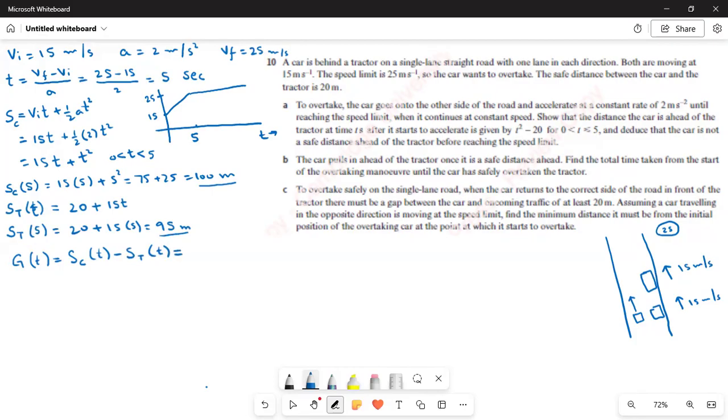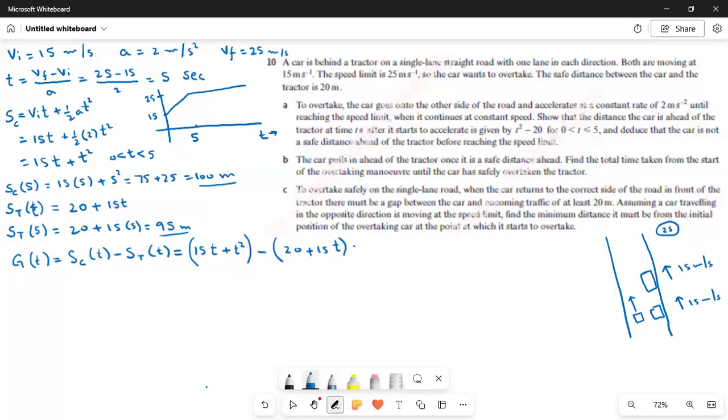Okay, distance traveled by car is given by this expression 15t plus t square, right? This is the distance traveled by the car minus distance traveled by the tractor, and that is 20 plus 15t.